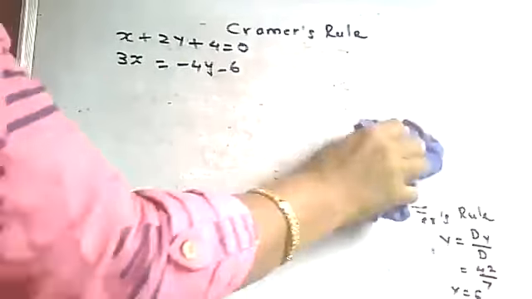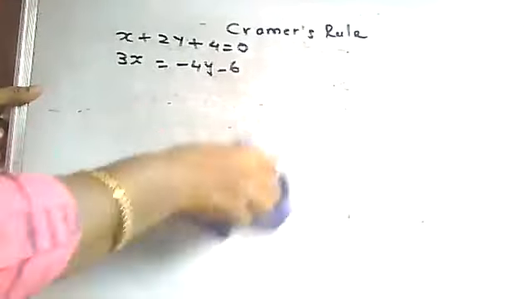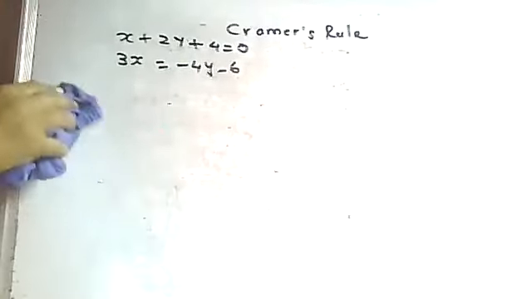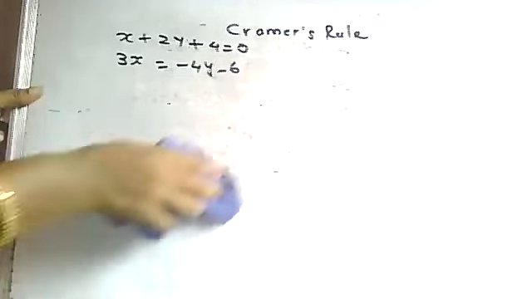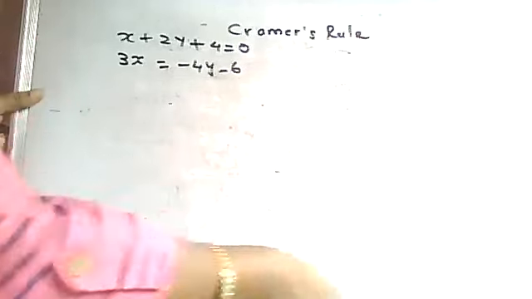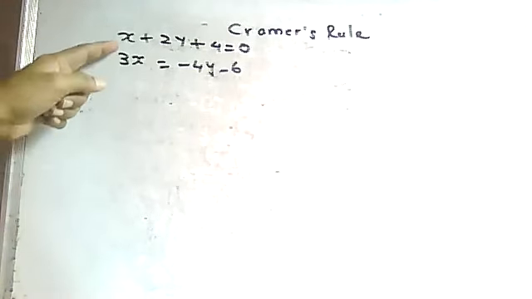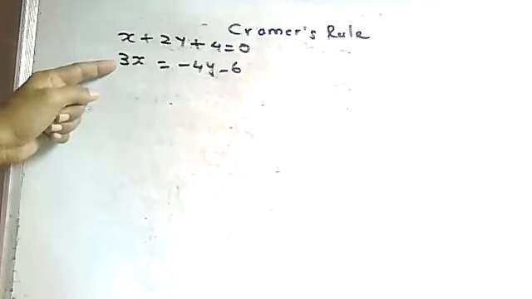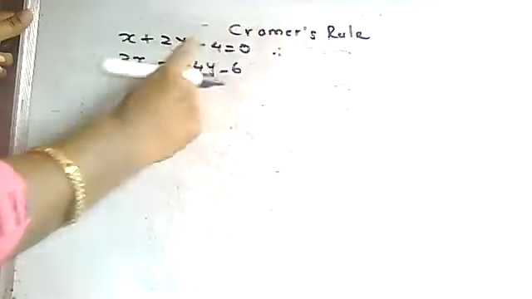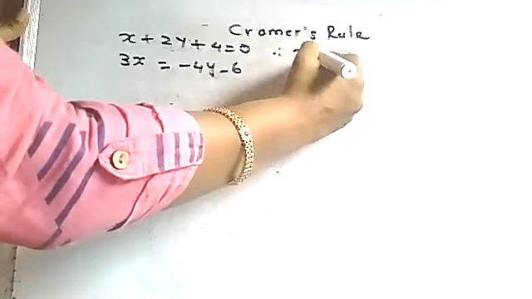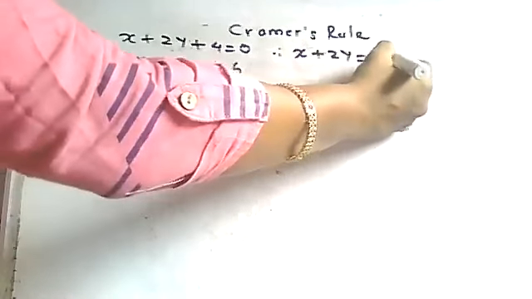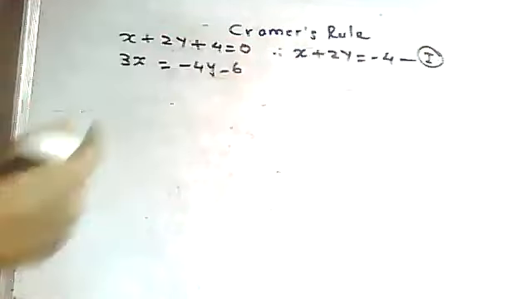Now here, as I said, you just make sure that your equations must be in the form of ax plus by is equal to c. If they are not, you have to arrange them in that form. So here both the equations are not arranged properly. So I will write over here. Therefore, the first equation I'll write as x plus 2y is equal to minus 4.